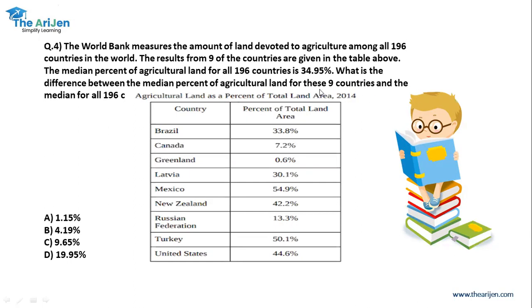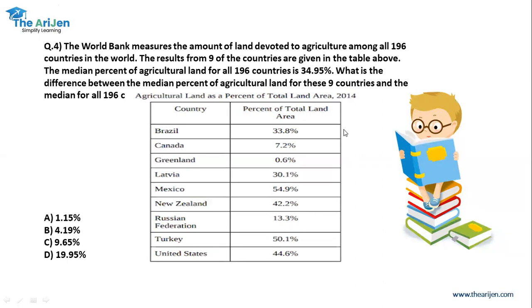So if agricultural land as a percent of total land area is given, country is here, percent of total land is given. So for that, what you will do, the question is asking for the difference between the median percent of agricultural land for these 9 countries and the median for all the countries, which is given as 34.95%. So we will find the median of the 9 countries by crossing out the greatest and the least values in pairs, until only one value remains, right?